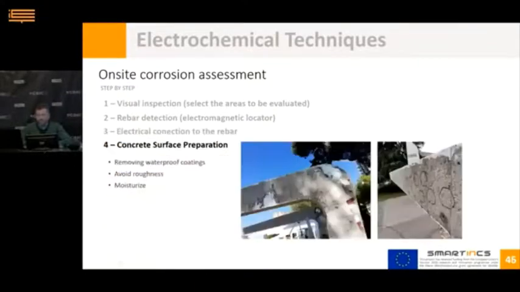An important step is to condition the concrete surface in the inspection areas. If there is any type of waterproof coating, it should be removed. And something very important, wetting the concrete to minimize the ohmic resistance and to guarantee that the saturation degree of the concrete is similar in the different points so that the information obtained is comparable.